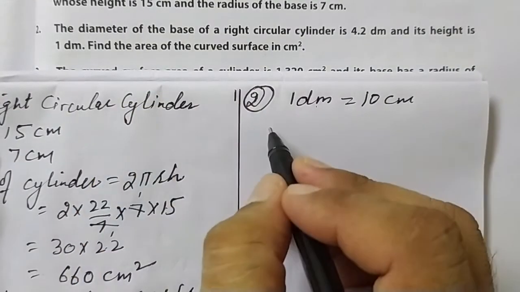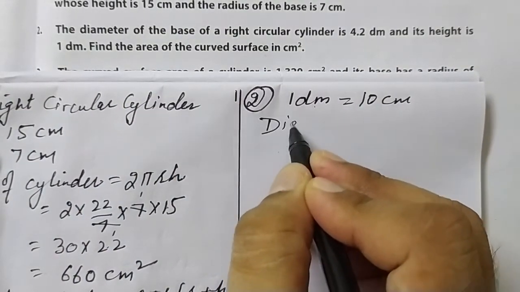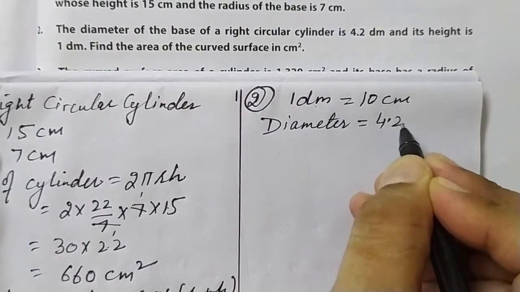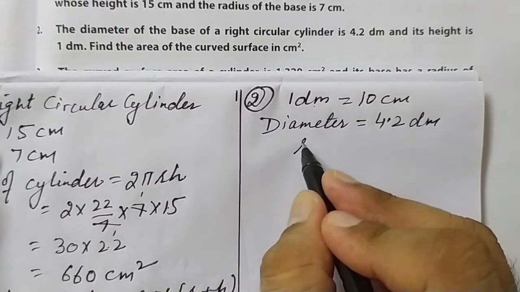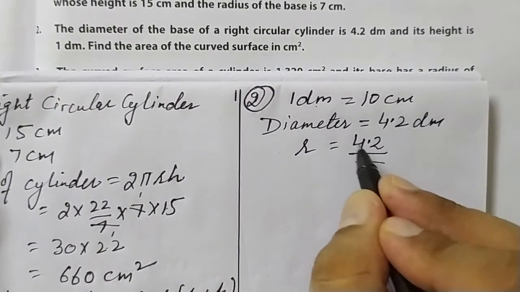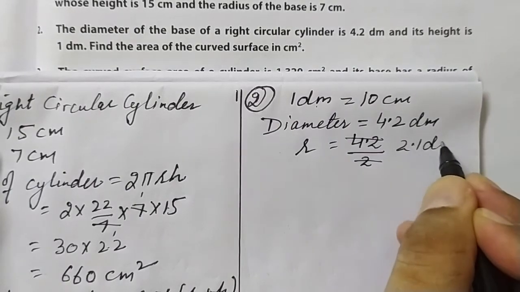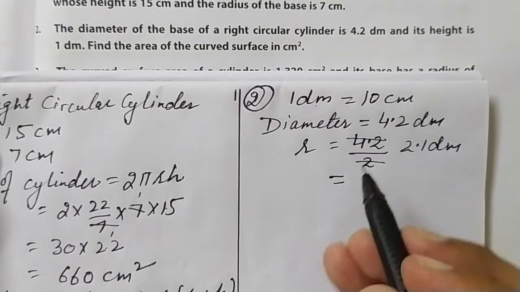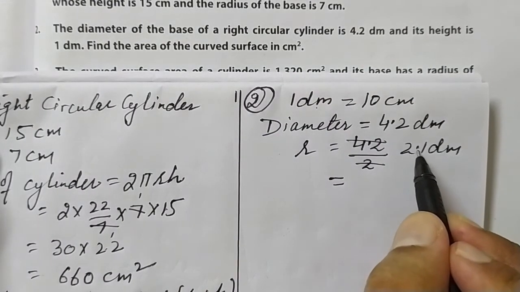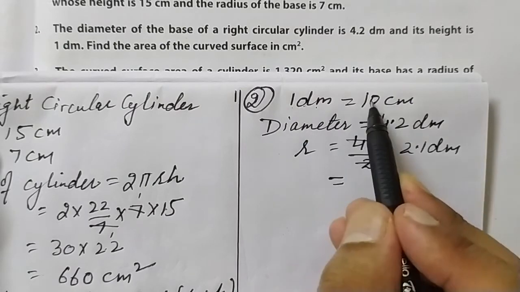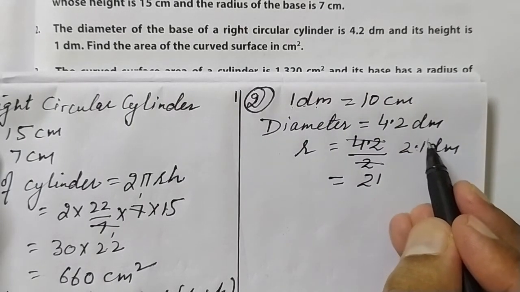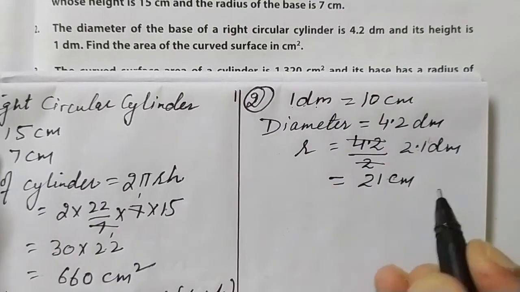So here the diameter is given. So we'll write here diameter, and this is given 4.2 decimeter. So we can find out the radius. Radius is half of the diameter. So 4.2/2, that is 2.1 decimeter. Now we'll change decimeter into centimeter because it is asked in centimeters only. So we'll multiply by 10 because 1 decimeter is 10 centimeter. So the decimal will go one place forward. So 21 centimeter is the radius.